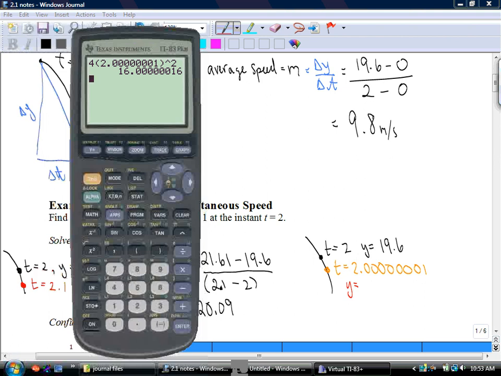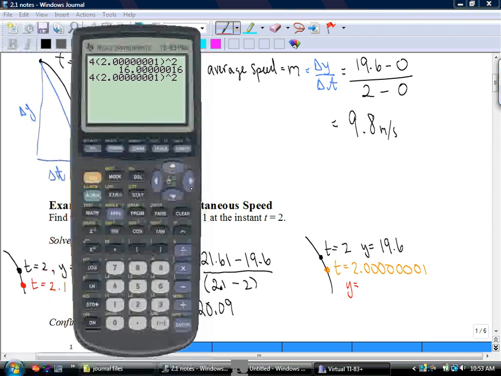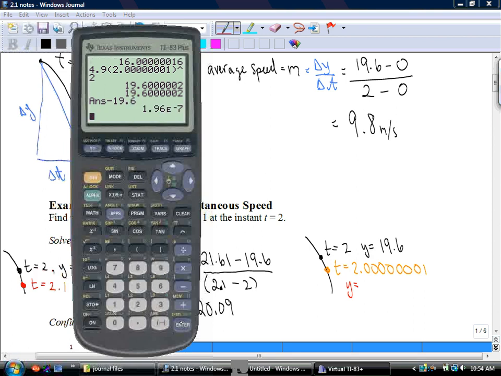Oh, I'm an idiot. You're right. And then when you subtract that from 19.6, and then when you divide it by 2.1234567.